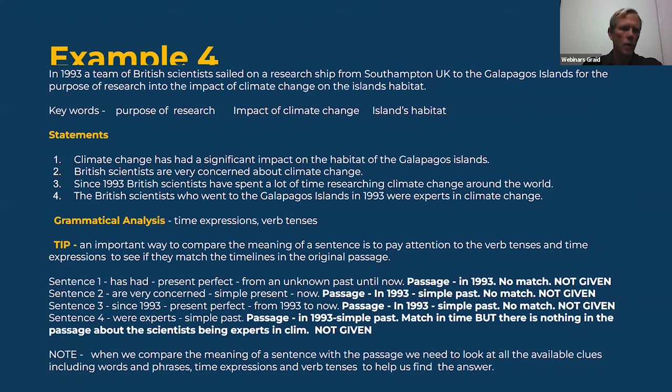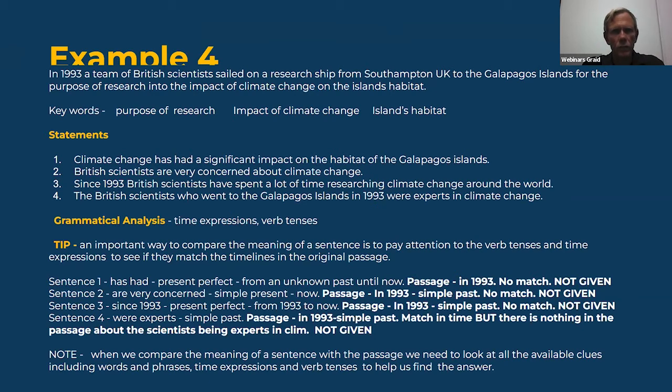In 1993, a team of British scientists sailed on a research ship from Southampton, UK, to the Galapagos Islands for the purpose of research into the impact of climate change on the island's habitat. Now we have some key words there. We've got the purpose of research, impact of climate change, and the island's habitat.